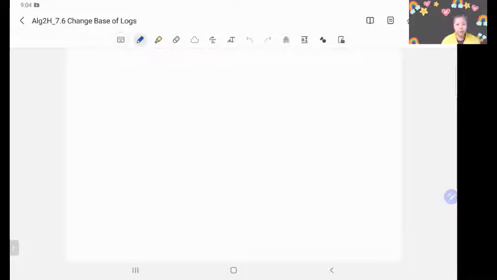7.6, change base rule of logarithm. Okay, let's start with easy examples. And now we are all experts of evaluating log. And let's try this.